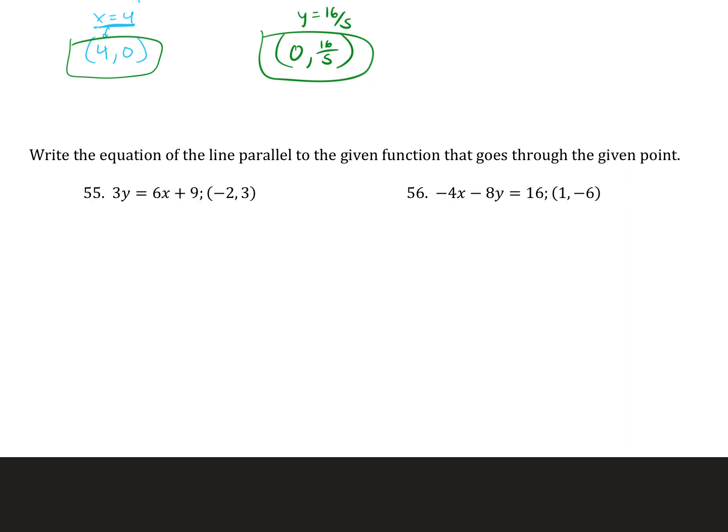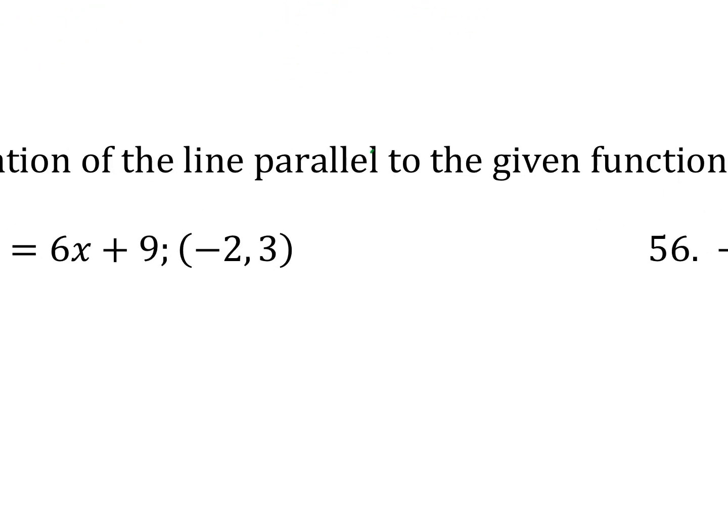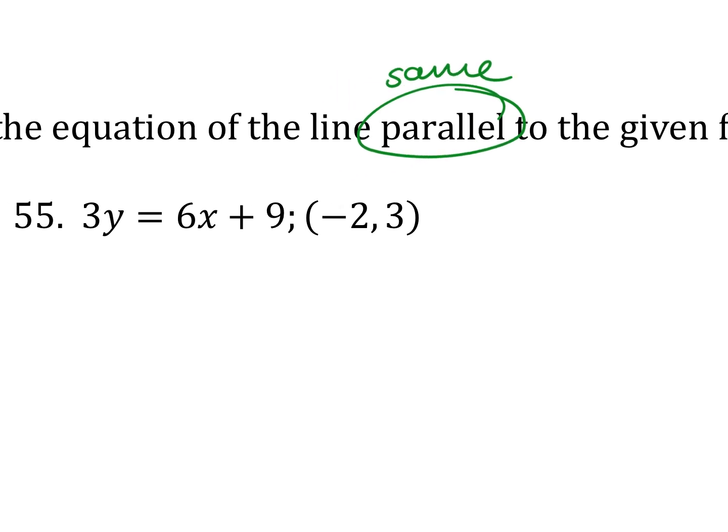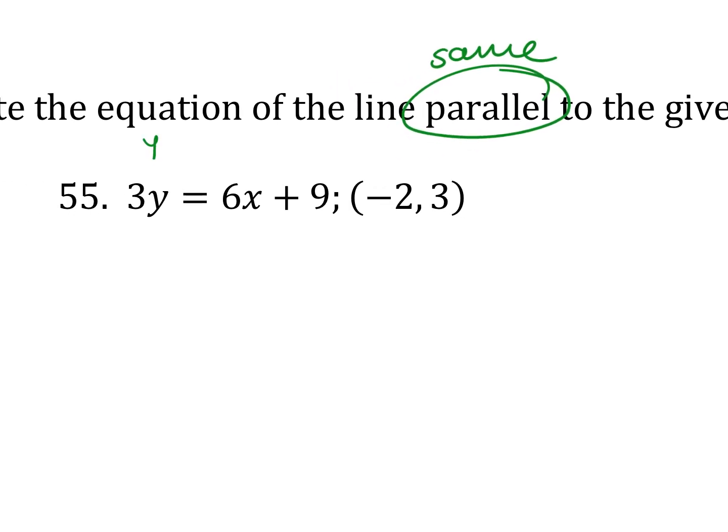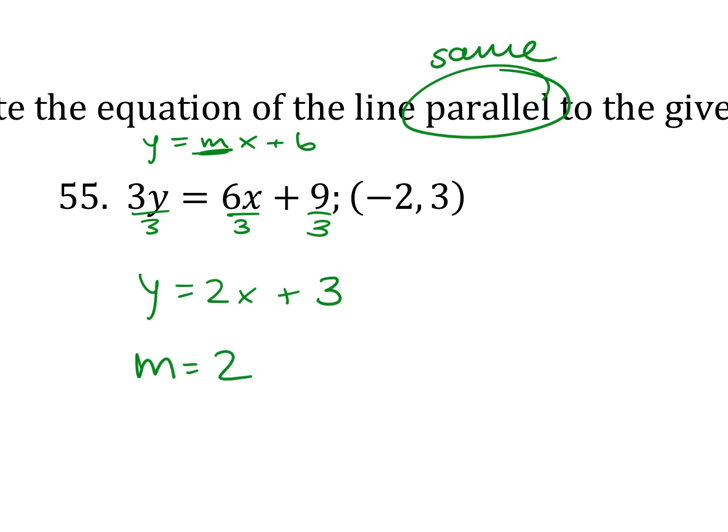Next, we're going to write the equation of a line parallel to the given function that goes through the given point. So parallel, what do we know about the slopes? Same. They're the same. So first I want to find the slope. I need it to be y equals mx plus b to figure out what our slope is. So I'm going to divide everything here by 3. So y is equal to 2x plus 3. So what's our slope here? 2. So the slope of the new line is also 2.